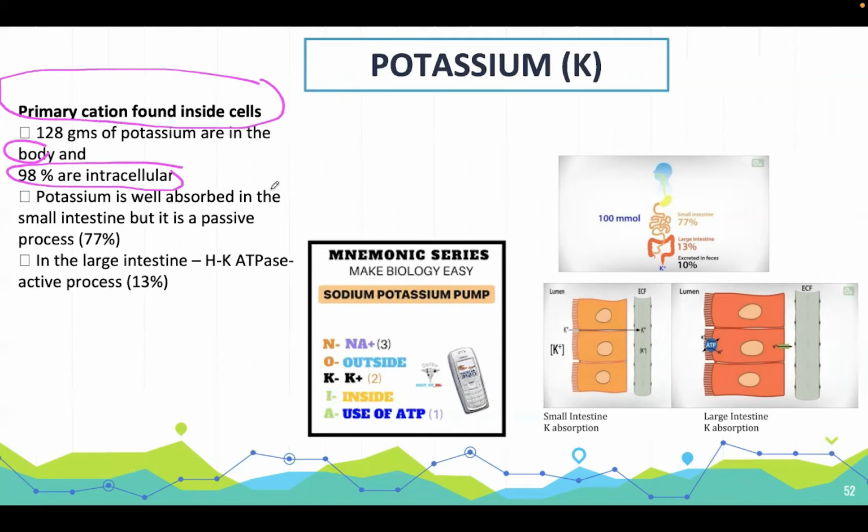Okay, next. Potassium is well absorbed in the small intestine, but it is a passive process. In the large intestine, the ATPase active process is about 13%.